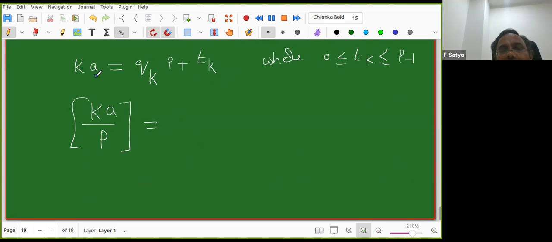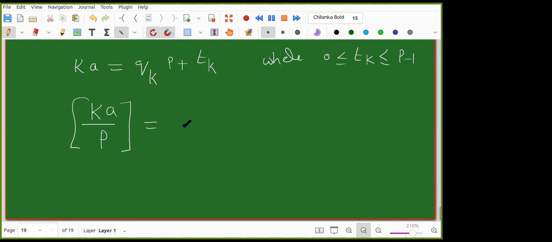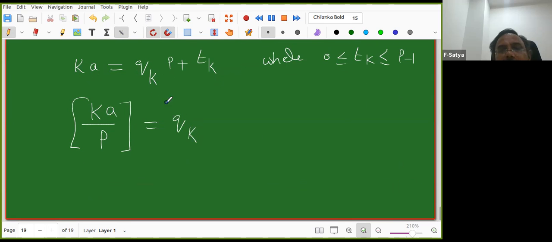Divided by P. Both sides you divide by P, what you get? Q_k. So you see the beauty that the division algorithm is exactly that the greatest integer function. Whenever you have A is equal to BQ plus R, you divide A by B, the greatest integer function is exactly this quotient, because R is less than B. So floor of R by B becomes 0. That's why it is this.